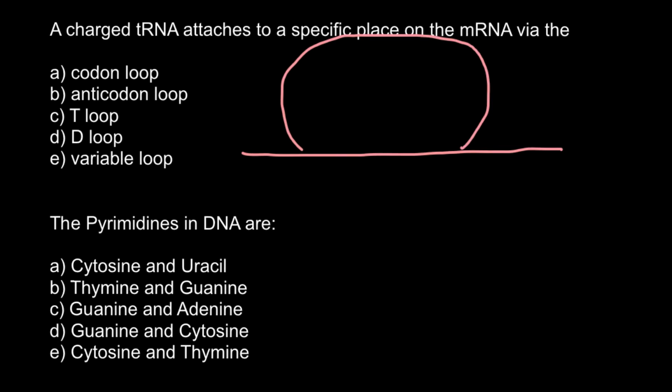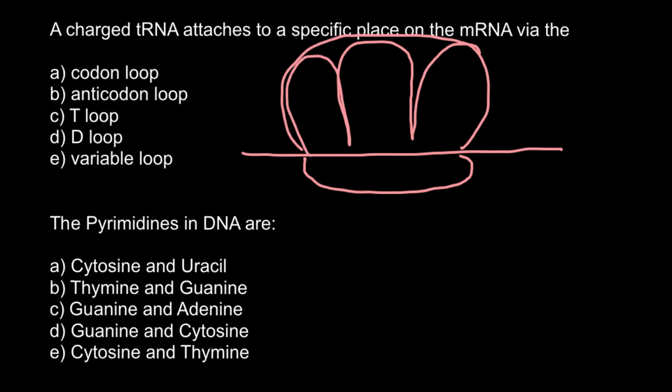a ribosome. This is the large subunit, this is the small subunit, and here we have 3 sites, which are the A site, P site, and E site. And here we have the 5' end of the messenger RNA, and the 3' end here. So our ribosome would move in this direction.